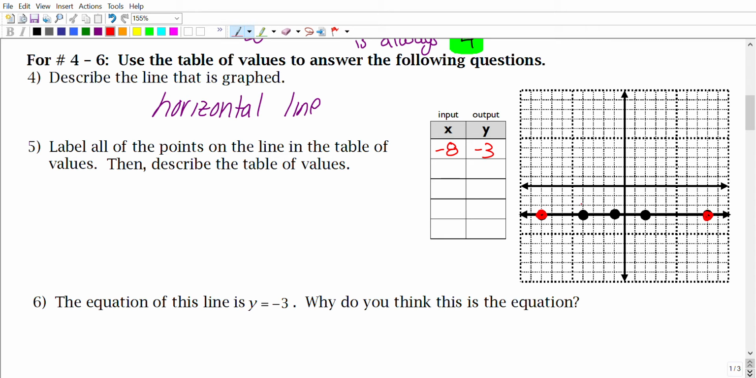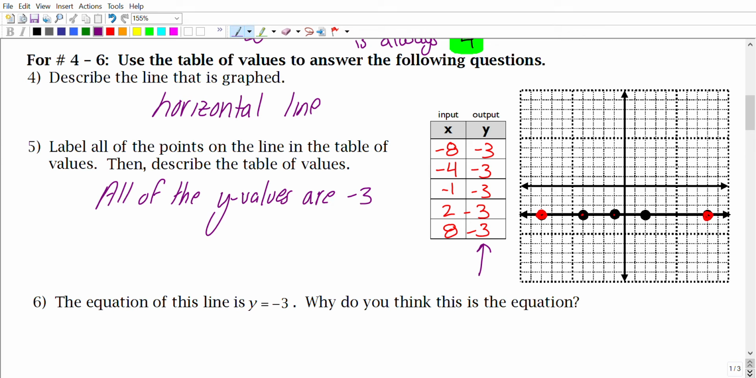The next one right here is to the left 4 and down 3. To the left 1 and down 3. To the right 2 and down 3. And to the right 8 and down 3. So it says then describe the table of values. Well, let's describe it. What do we notice yet again right here? All of the y values are -3.